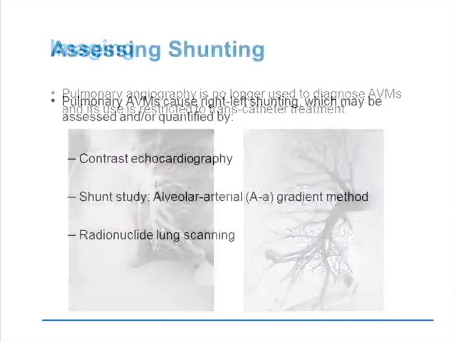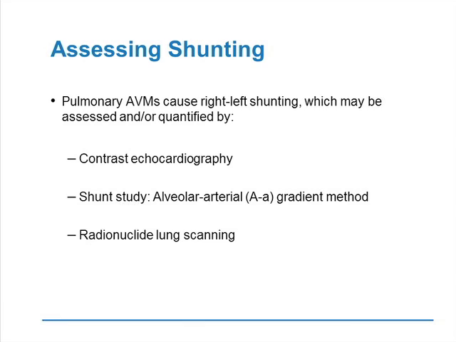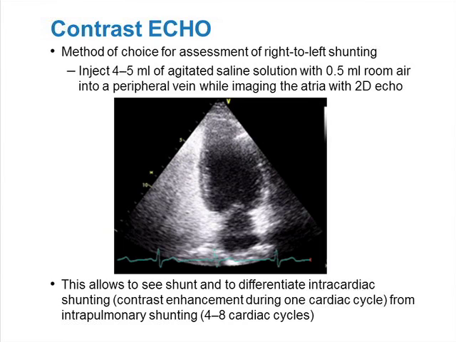angiography here. Now, what are the other tests once you have identified that the patient has a bubble echo that may be positive? Can we identify how severe the shunt is, quantify the shunt? And 3 studies have been used. The contrast echo, a shunt study, again using ABG method, or the radionuclide lung scan, and we'll talk briefly about each of them. So the contrast echo is the method of choice today to assess for the presence of right to left shunt as a screening test.